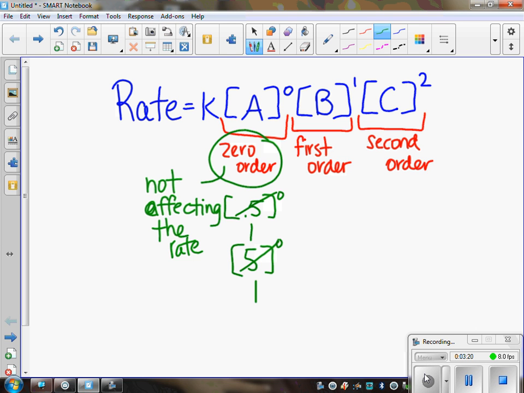And we'll learn a lesson coming up later that'll explain why that's the case. But for now, we just need to identify the numbers. All right, now what if it's first order?